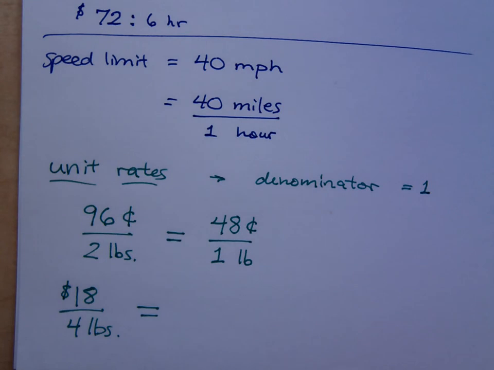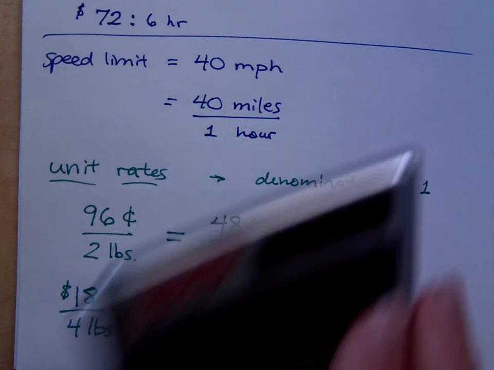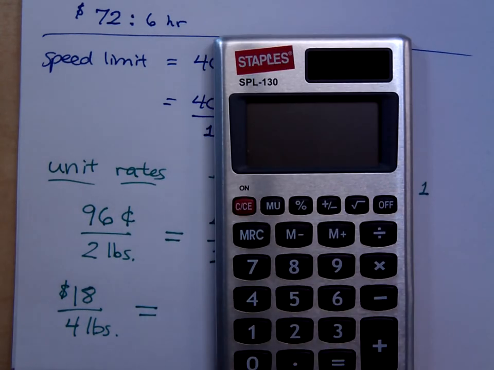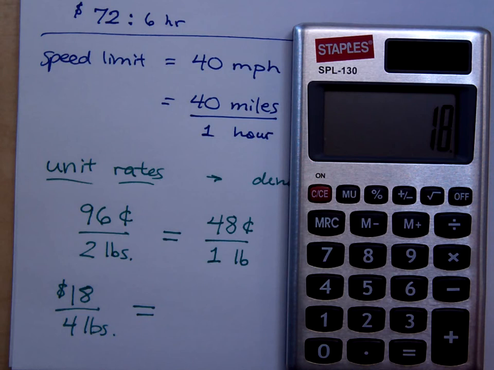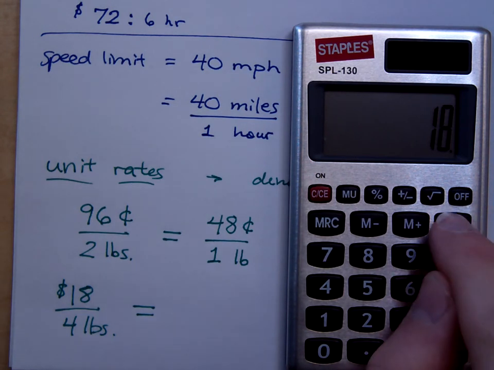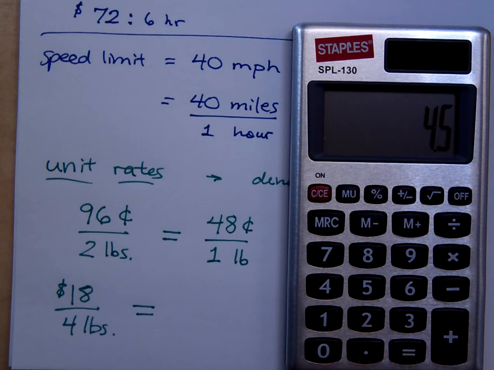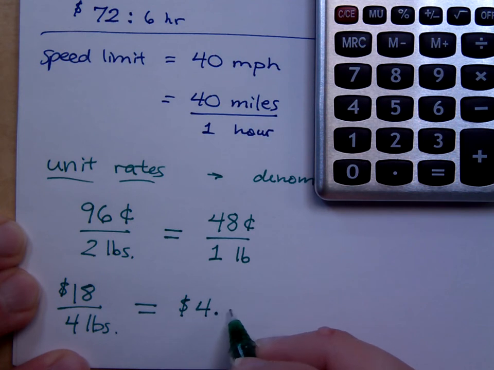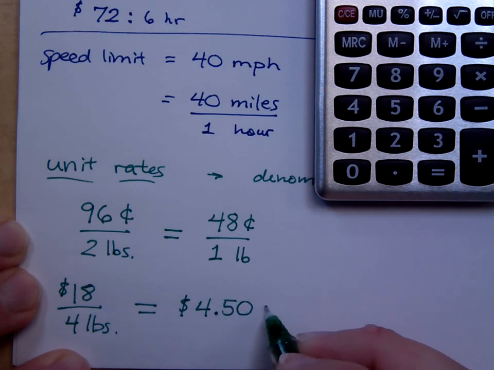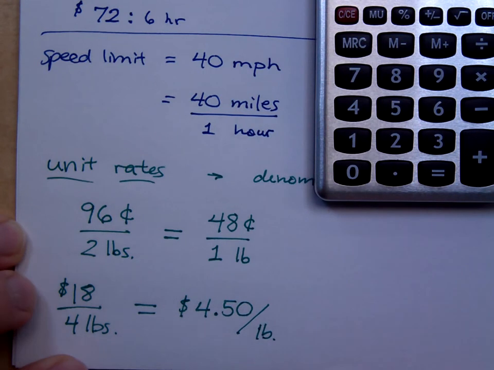So if it's $18 for 4 pounds, how do I figure out the cost per pound? Divide. Oh, there's our best friend. Thanks, Mr. Calculator. So if I do the math here, which I've already done in my head, I'm going to do 18 divided by 4, which gives me 4.5. So what does that mean? That means that the unit cost is $4.50 per what? Per pound.